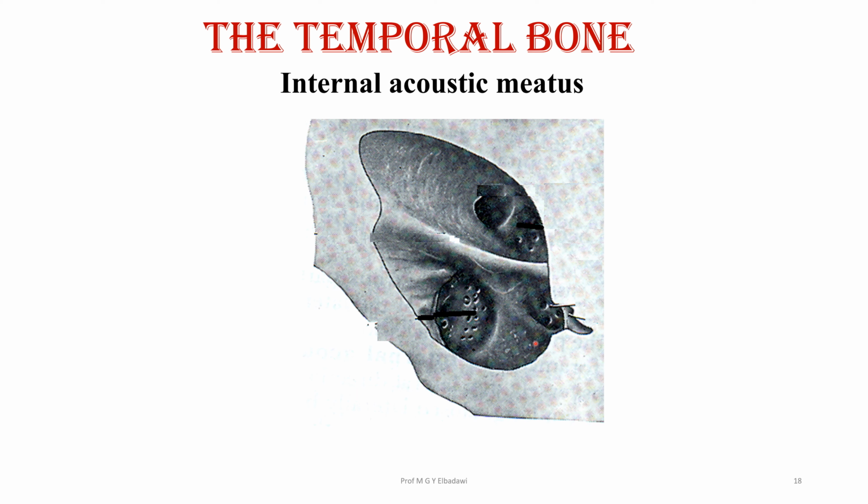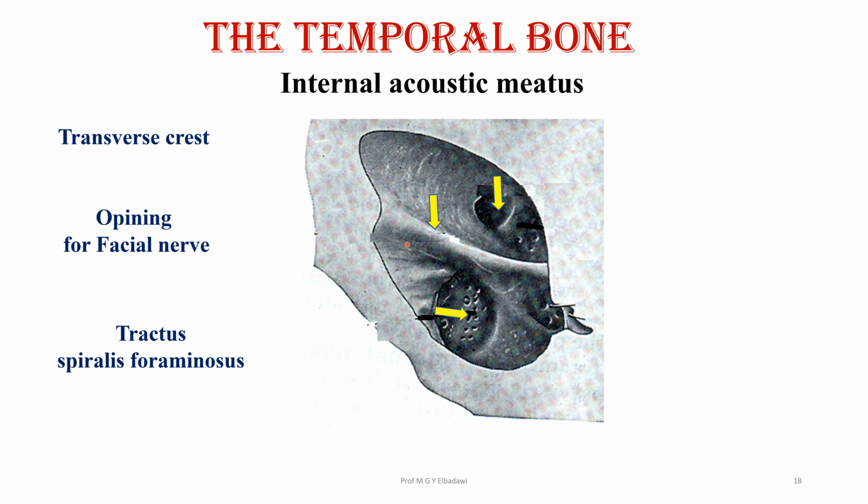That is the view of the internal acoustic meatus from inside. It is divided into two areas, upper area and lower area, by the transverse crest. The upper area will have the opening for the facial nerve canal, which starts, as we said, to go laterally above the vestibule of the inner ear. Inferiorly, you have what we call the tractus spiralis foraminosus, and this is a tract for some canals over here. And there are two vestibular areas, superior and inferior, for the vestibulocochlear nerve. That's how the internal acoustic meatus looks.